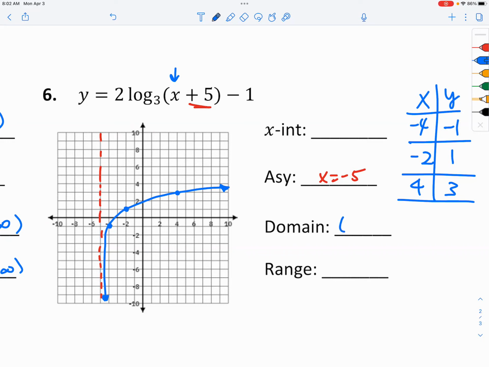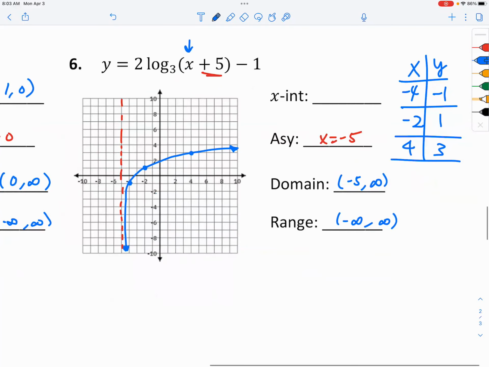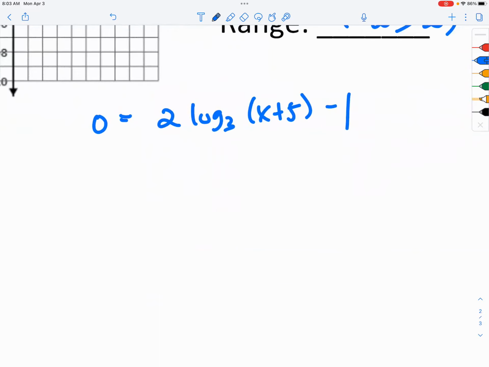But now, while we can write our domain and range, we've got to figure out our x-intercept. What would that be? Well, 0 is equal to 2 log base 3 of (x plus 5) minus 1. So the first step is to add the 1. What's the next step? Divide by 2.